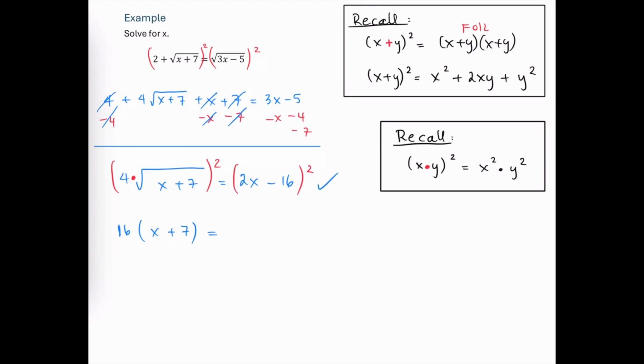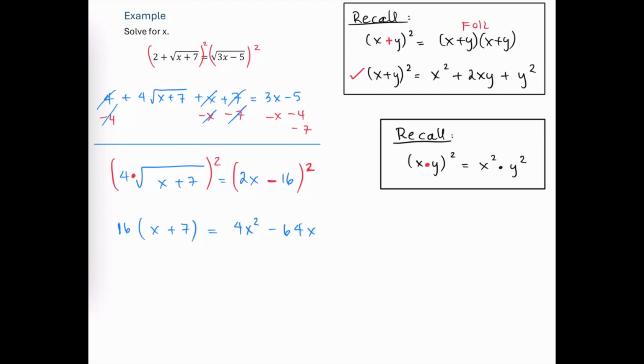Now on the right-hand side, we again are squaring a quantity with add or subtract on the inside, which means we'll have to use the square the first, twice the product, square the second property, because you cannot distribute a square over subtract, you have to FOIL that. So we square the first term, 2x quantity squared is 4x squared. The product of 2x times negative 16 is negative 32x. Twice that product is going to be negative 64x. And square the second term, negative 16 quantity squared is positive 256.